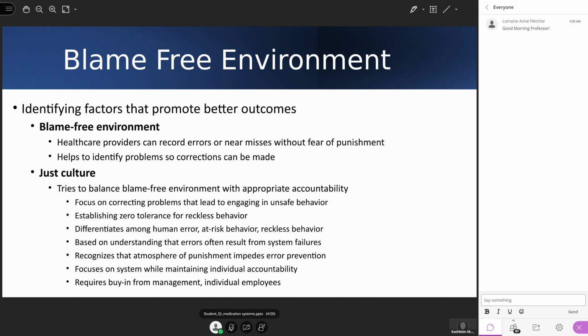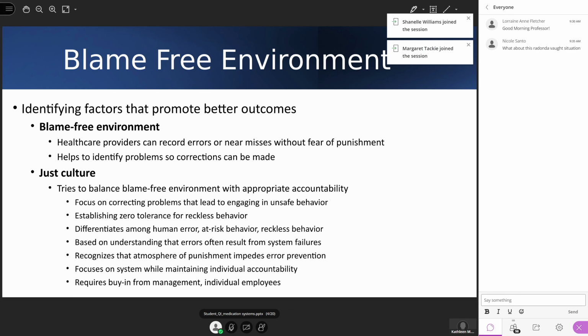Okay. So the blame-free environment basically says you should be able to come forward, and not only should you, but you have to come forward and let us know that an error was made, and we will.